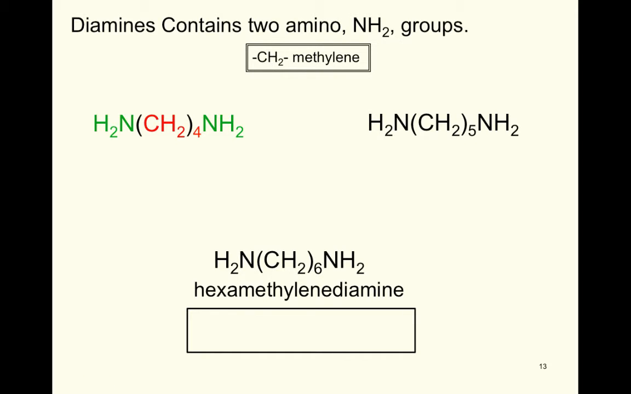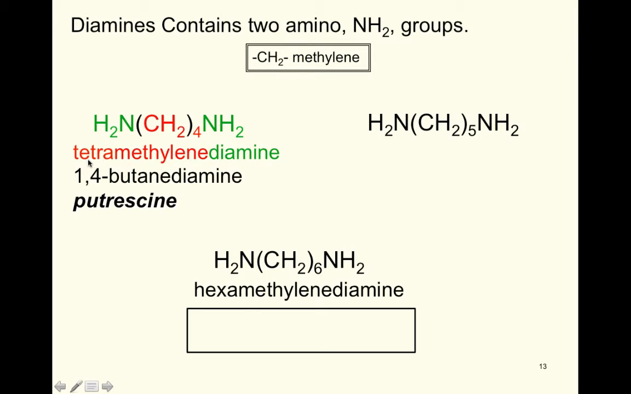So why do I bring it up now? Because we use the name methylene when we name some of these diamines. Now we're going to look at some specific diamines where each end of our carbon chain has a nitrogen on it. These are the ones we're going to concentrate on at this point. So let's take a look at this one we have here. I have a nitrogen on the end, 4 methylene groups, and another nitrogen on the other end. The name of this compound is tetramethylene diamine.